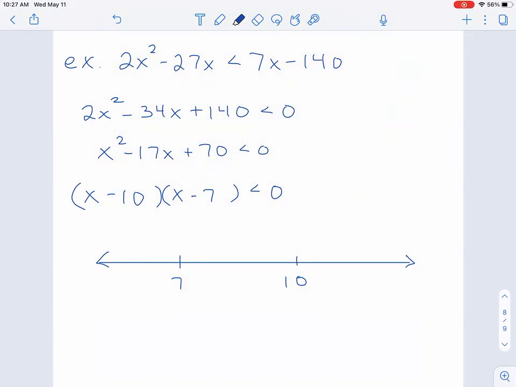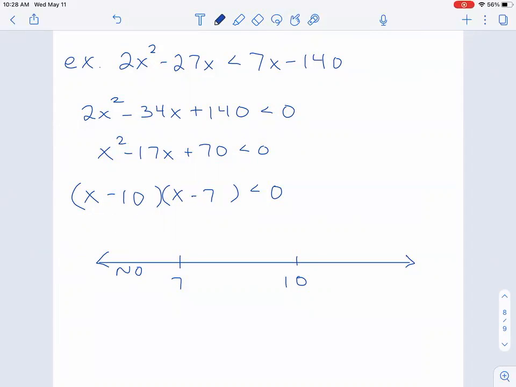All right, so let me pick a number to the left of 7. I love 0, so I'm going to plug 0 in. And again, I'm only concerned with whether this is positive or negative. So 0 minus 10 is a negative number, and 0 minus 7 is a negative number, and a negative times a negative is not less than 0 because it's positive. So that region does not work.